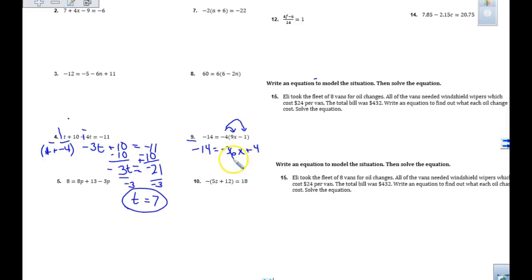I now want to get the 36x by itself. What do you have to do to get 36x by itself? Subtract 4. Yep, so we're going to subtract 4. And I get negative 18 is equal to 36x. The next step, I want to find x. What is my coefficient of x? What's my coefficient of x?